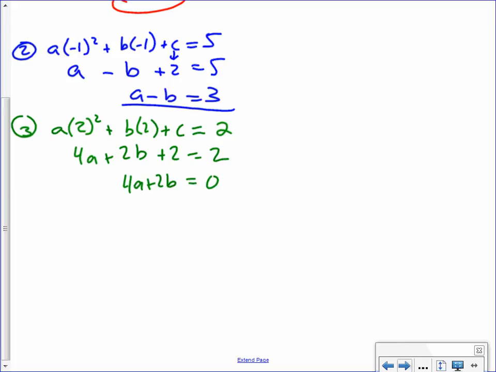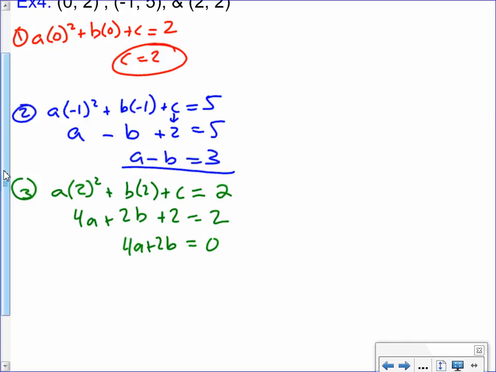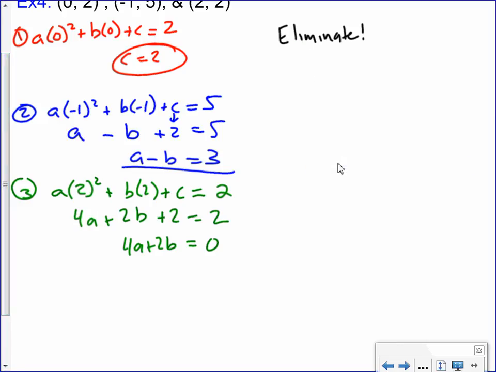Okay, let's flip. The elimination part. Multiply by 2. Here's what happens, for those of you who are like, what? Eliminate. All right. So we line up the variables. A minus b is equal to 3, and 4a plus 2b is equal to 0. Adrian, why are we multiplying by 2, and what are we multiplying by 2?